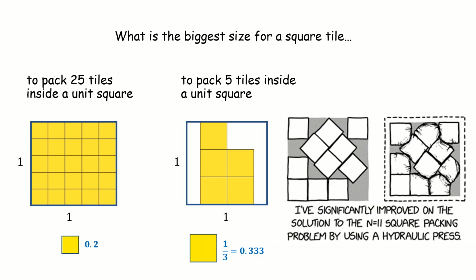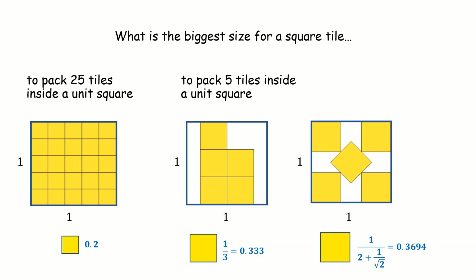And no, I don't mean to use a hydraulic press to squeeze the tiles and empty some space. We are going to only use geometry. And that is how we do it. We have 5 tiles. Each one has a size larger than 1/3. And that is the problem of square packing. Let's see how it works.